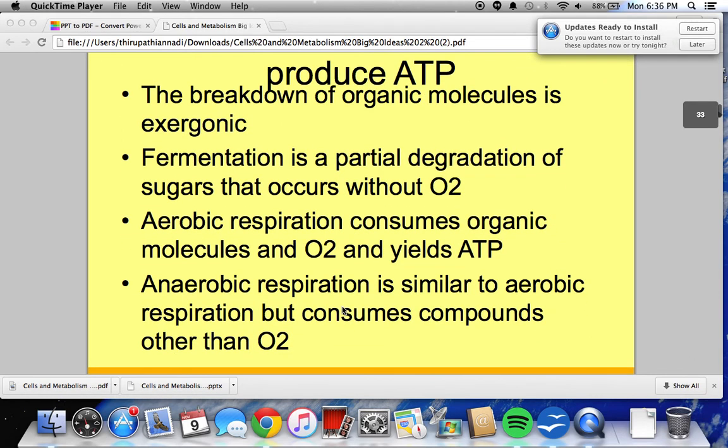There's really two types of ways that we make ATP in our bodies and in other organisms. There's aerobic respiration, which is the cellular respiration that we all learn about, the big one that produces a bunch of ATP. But there's also fermentation, which doesn't use oxygen and only produces some ATP.